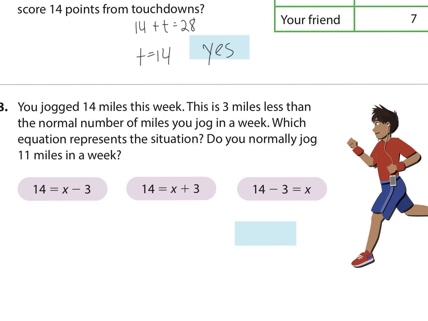So you have 2 questions. Question number 1 is, which equation represents the situation? Question number 2 is, do you normally jog 11 miles in a week? Okay, so talk with your groups, figure out which equation would best represent the situation, and then figure out yes or no, do you normally jog 11 miles in a week?